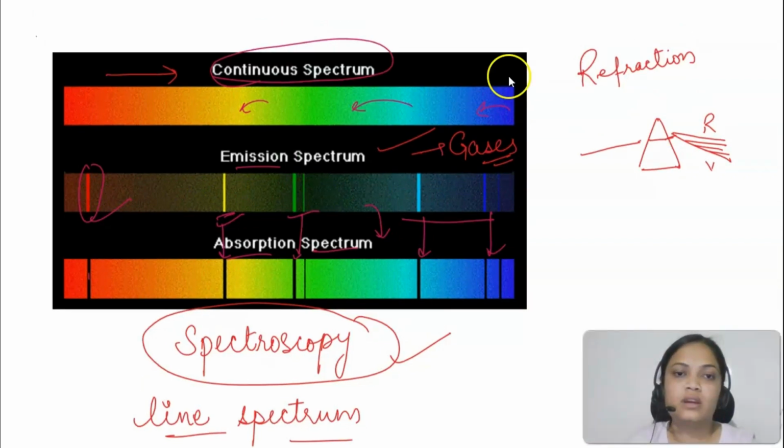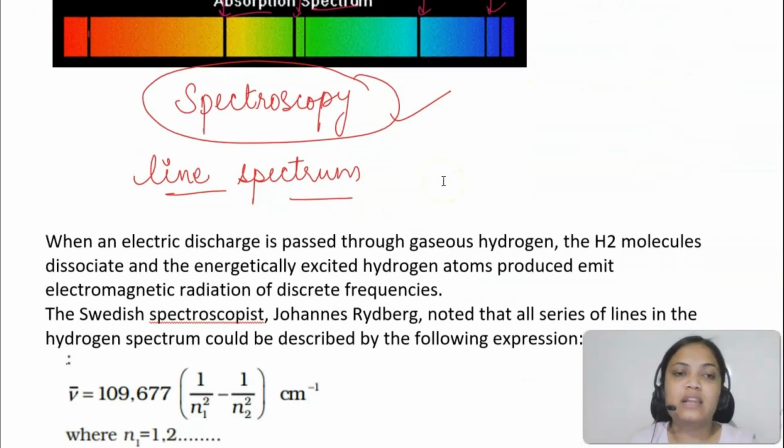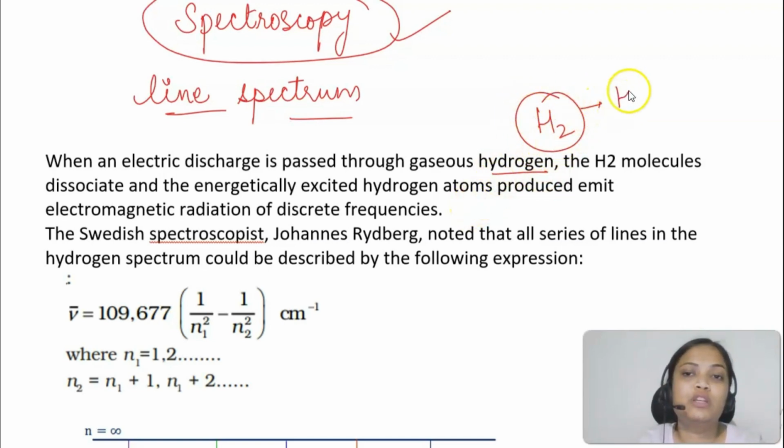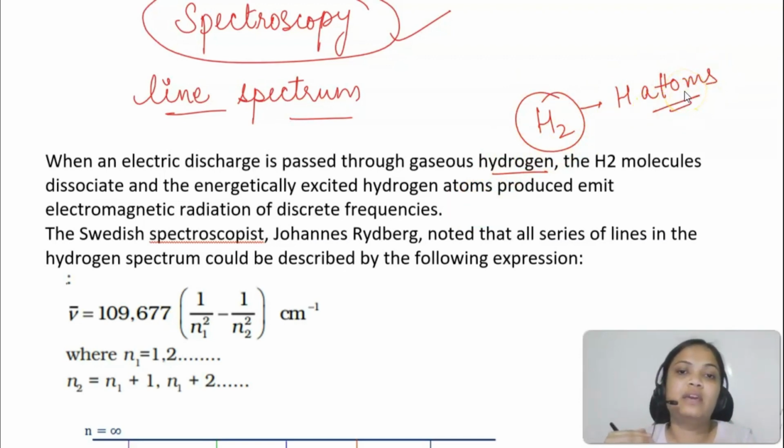Okay. So students, if I talk about the line spectrum of hydrogen, what happens is, whenever an electric discharge is passed through gaseous hydrogen, we have the H2 molecules, right? These H2 molecules dissociate into hydrogen atoms, and these energetically excited hydrogen atoms emit electromagnetic radiations of discrete frequencies. Okay, discrete frequencies are there. So if we want to study these discrete frequencies, again we get this line spectra of hydrogen.